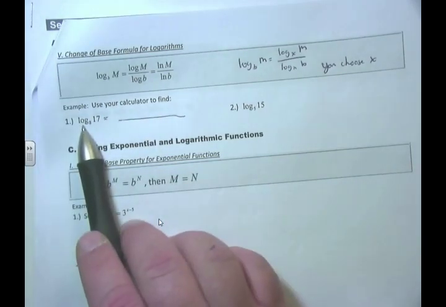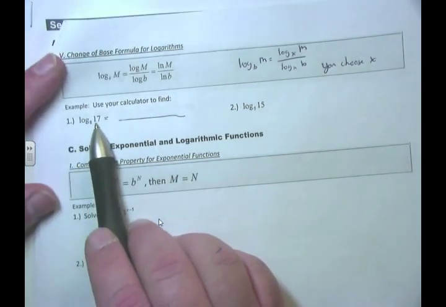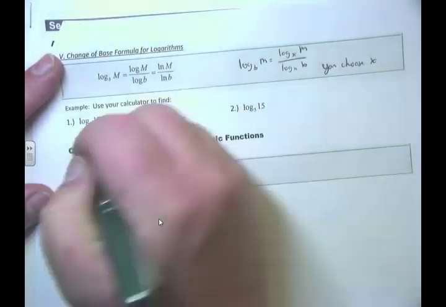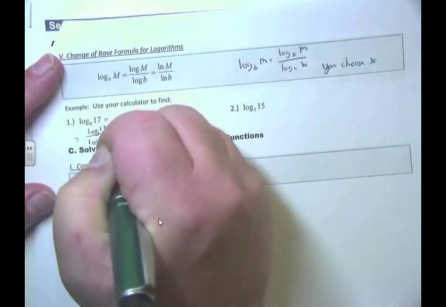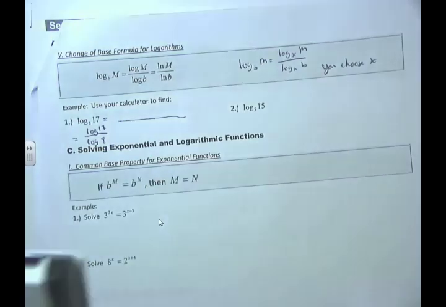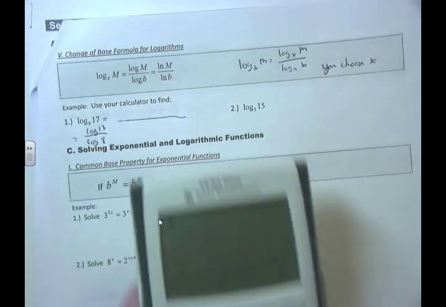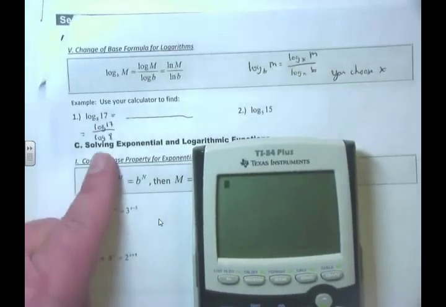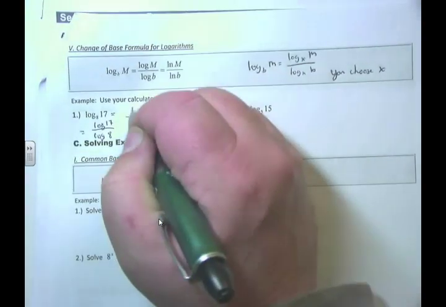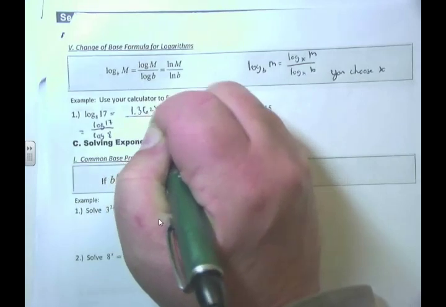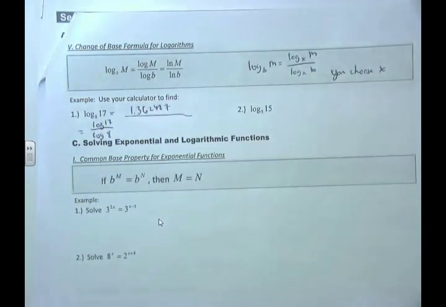So, for this particular problem, log base 8 of 17, if I want to use my calculator to find it, that would be the log of what you're originally taking a log of, which is 17, divided by the log of the original base 8. And I can type that in on my calculator. This will be log 17 divided by log of 8. And all we're interested in is the decimal. 1.36248, however many decimal places you need.